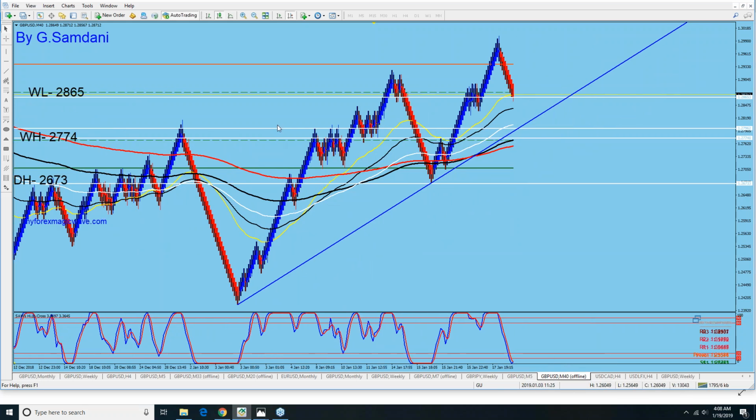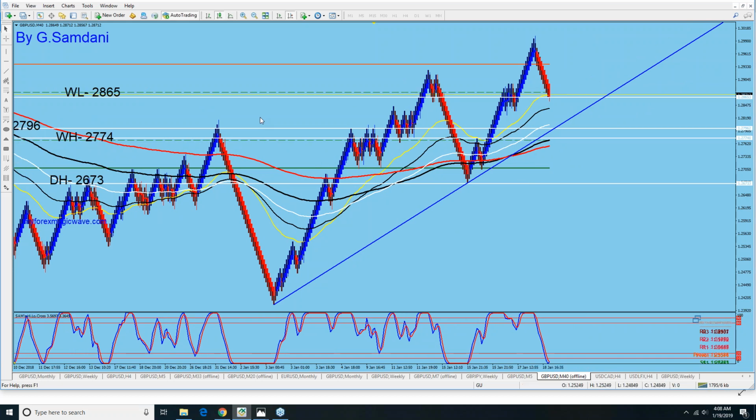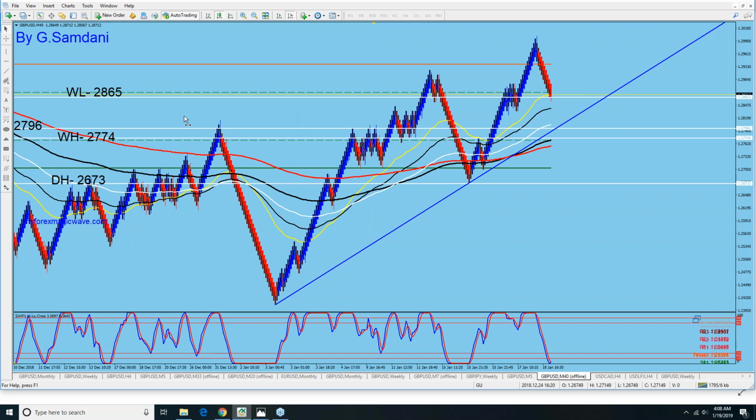Just wanted to share that this is how my system works and my analysis. It's very good to understand how to do the analysis. If you don't make the analysis, it's very hard.